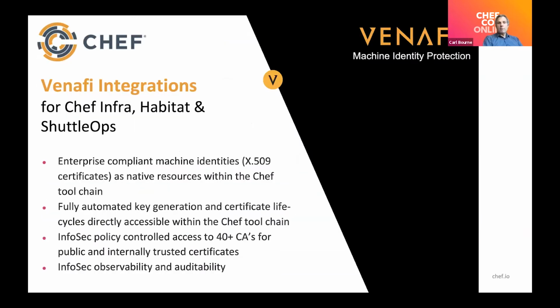Quick overview of some of the benefits and essentially what you get with this integration. First and foremost, keys and certificates, or X509 certificates, machine identities, become first-class citizens, and they become available as native resources within the Chef toolchain. You get fully automated key generation and certificate lifecycles directly accessible within Chef tools. InfoSec get to control policy, and they can control the access to the 40 plus or so certificate authorities that I mentioned previously for publicly and internally trusted certificates. And InfoSec get full observability and auditability.